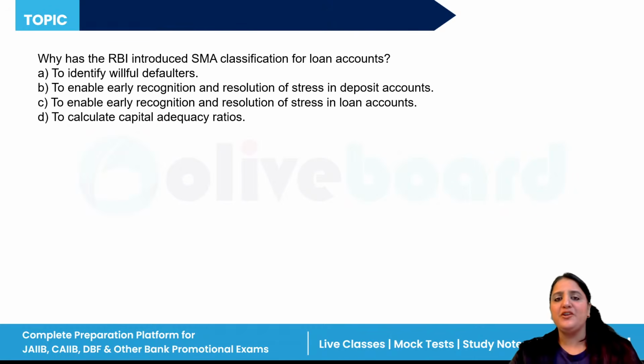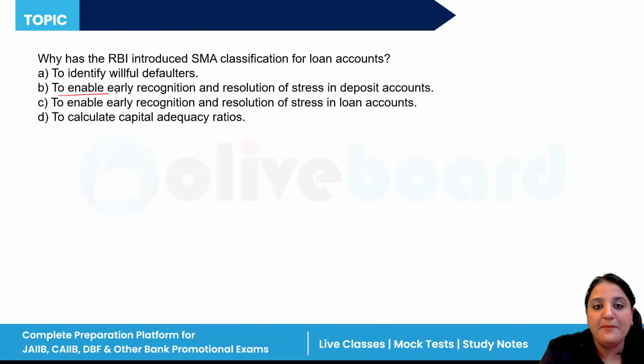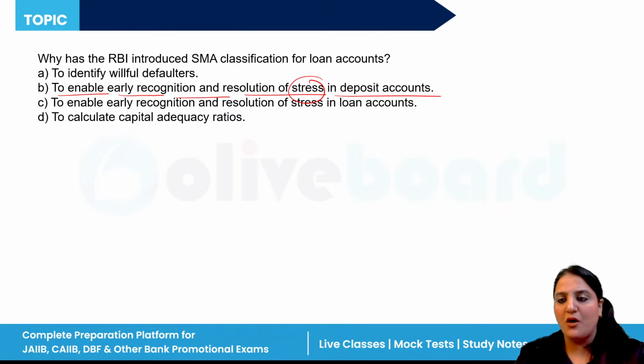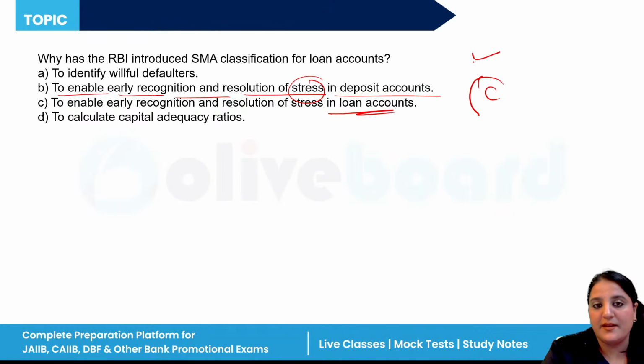Why has RBI introduced SMA classification for loan accounts? Because the SMA framework is a preventive tool under the RBI prudential framework, designed to detect early signs of financial stress and take timely corrective actions before the account slips into NPA. So, to enable early recognition and resolution of stress in the loan accounts is the correct answer. Option C is correct.